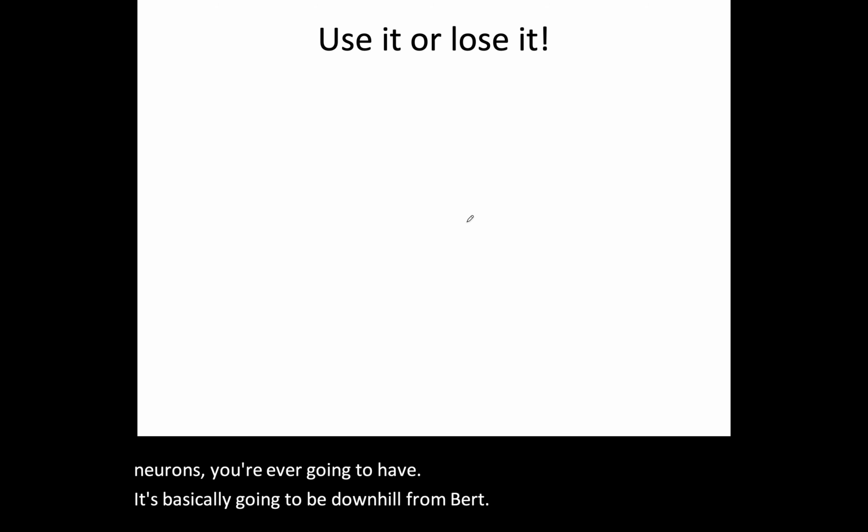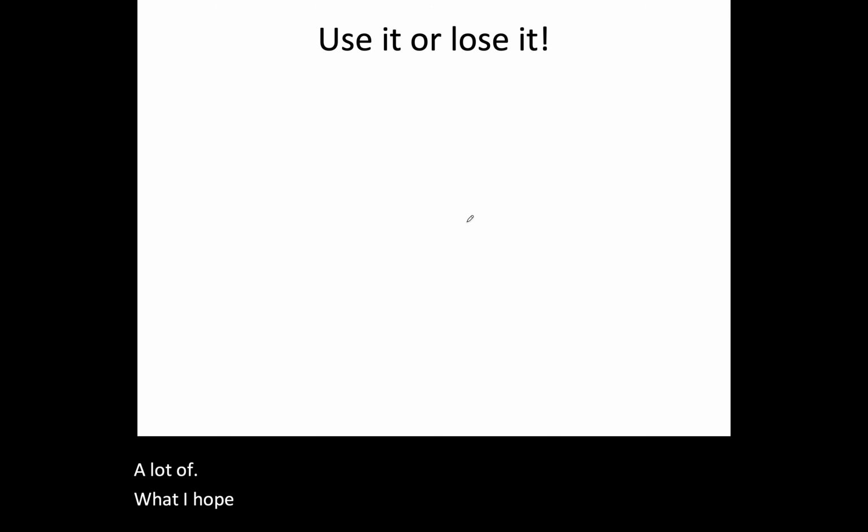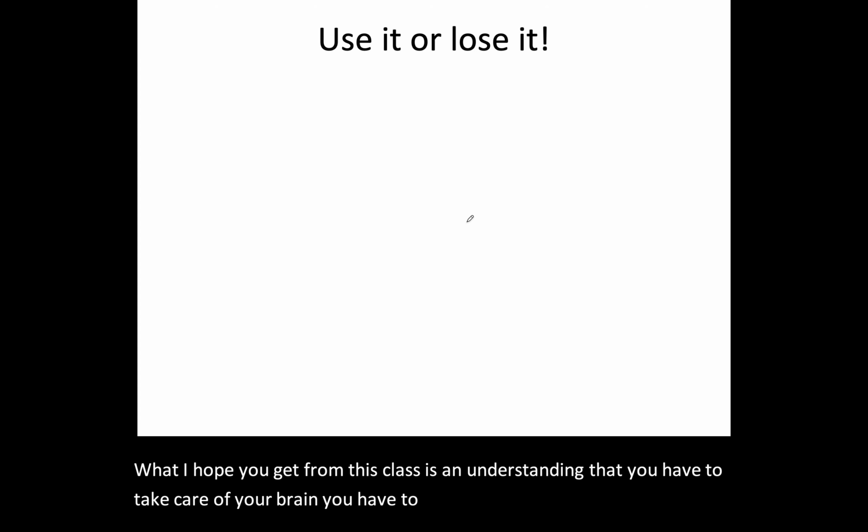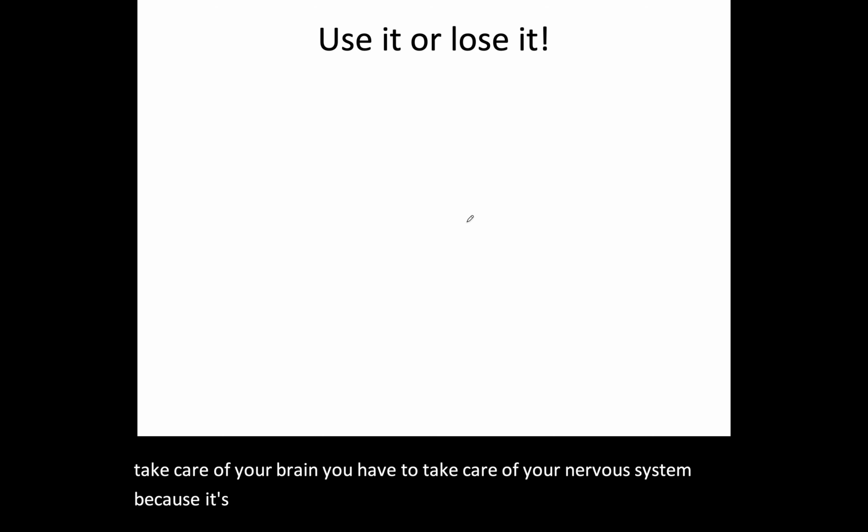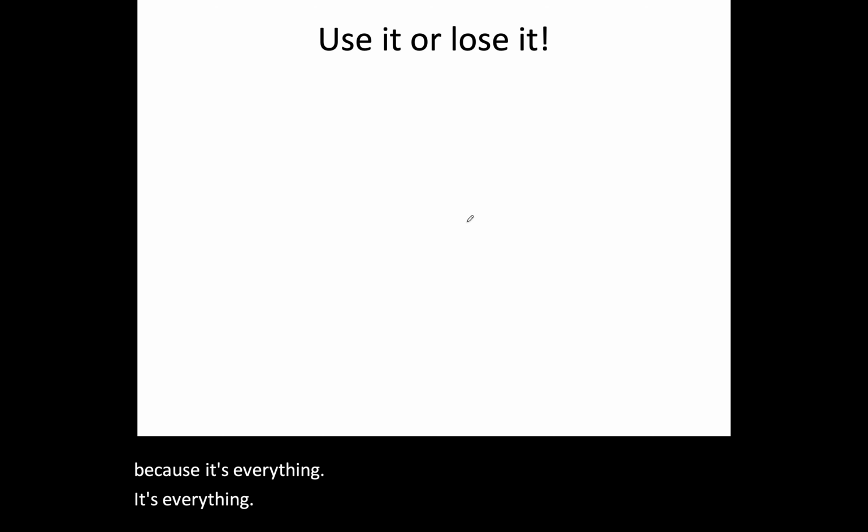A lot of what I hope you get from this class is an understanding that you have to take care of your brain. You have to take care of your nervous system because it's everything. It's everything. Your personality, your memories. Gosh, everything comes down to the very particular setup of your nervous system. So you want to protect this thing. Because you know what? The brain is unique. It is very difficult to repair after damage.